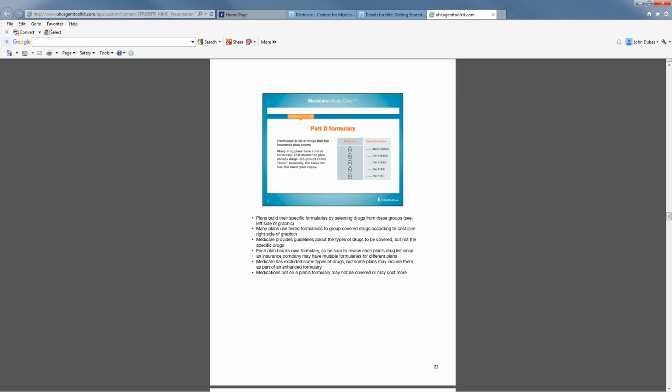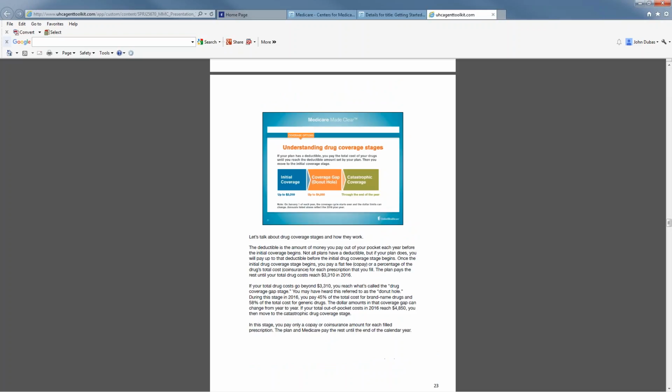The company determines their own formulary, so it's important to check that list since there may be different formularies for different plans involved. And Medicare has excluded some types of drugs, but the plans may include them as part of an enhanced formulary. Those are normally plans that are a little more expensive. And the medications that aren't on the plan formulary may not be covered or cost additional money.